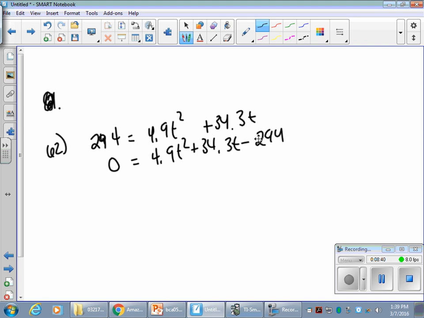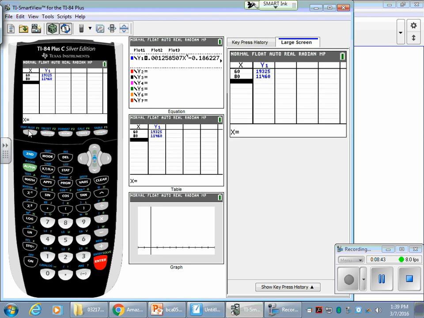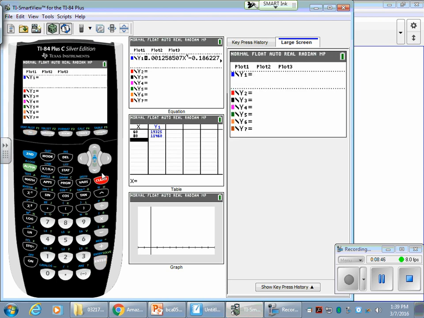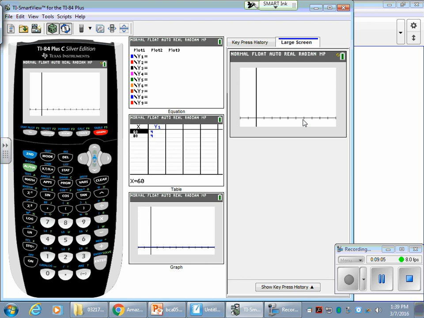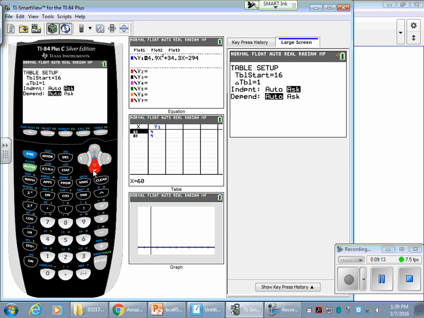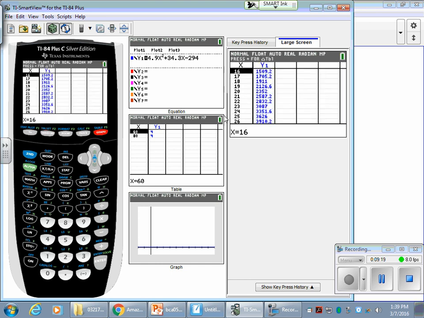So I'm going to go back and use my calculator. And in my y equals, I'm going to have 4.9x squared plus 34.3x minus 294. And I want to see how long is it going to take it to reach 0. And it's right over in here when it graphs here in a second. And if you go to your table, which I don't have on auto right now, but I can change it to auto. Go to my table, I'll find out it's after 5 seconds.